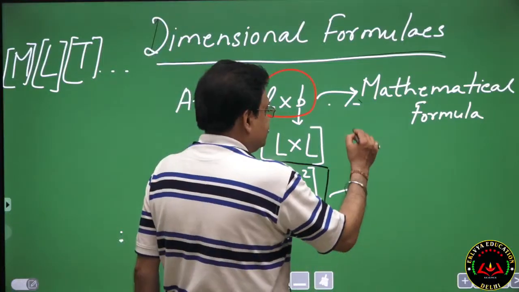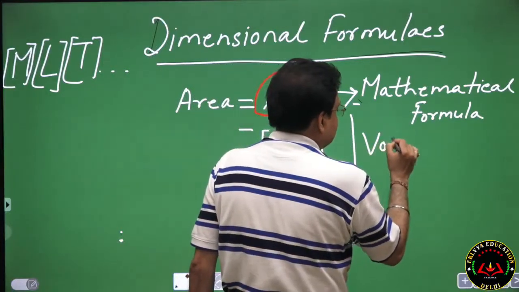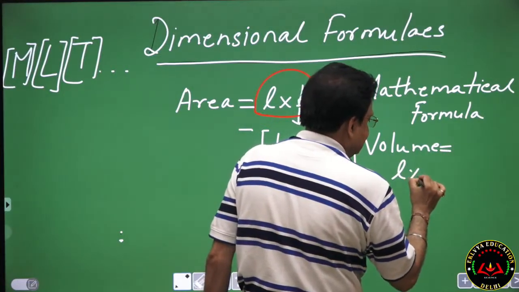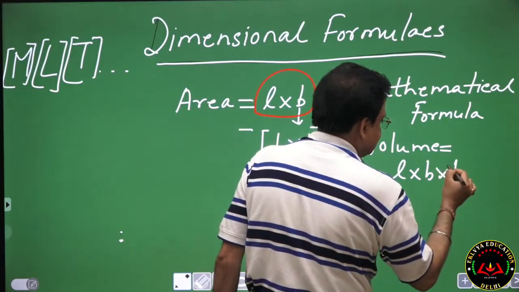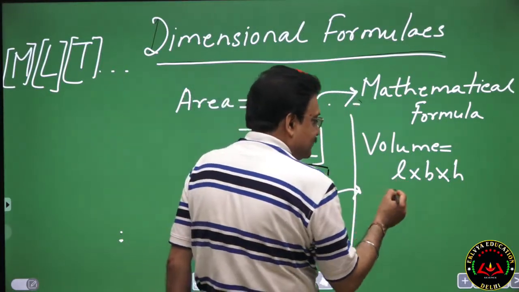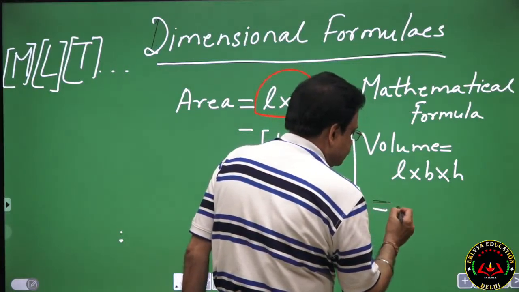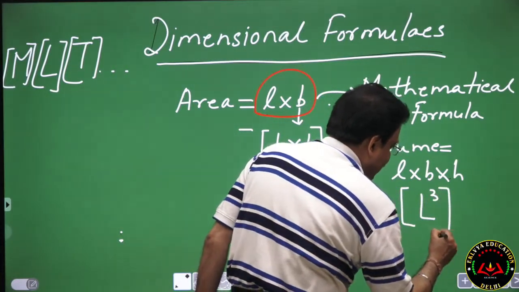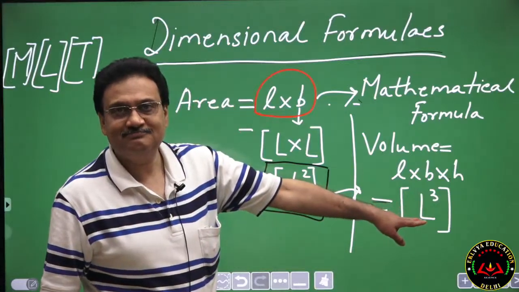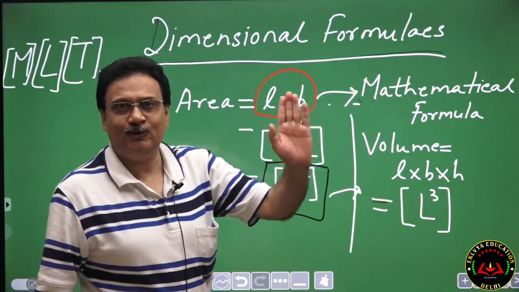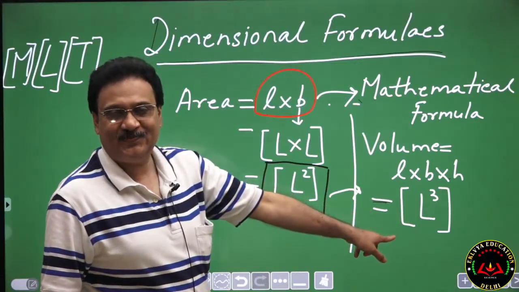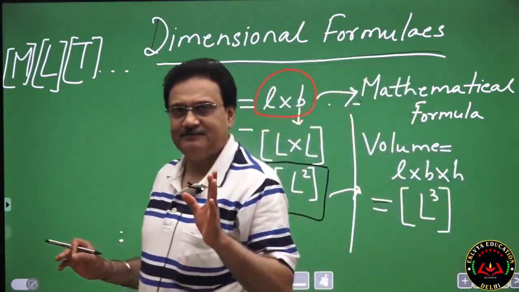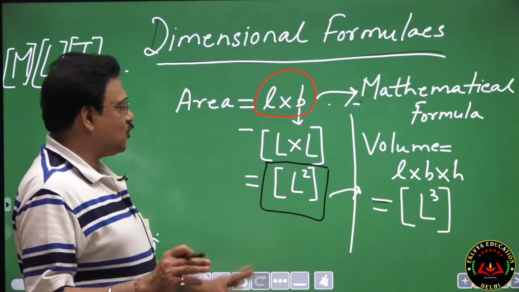We can also do it for volume. Now what will be volume? The formula, again mathematical, is length into breadth into height. This is a mathematical formula again. So the dimensional formula will be L into L into L, that comes out to be L cube. Because breadth is L, length is L, height is L. Clear? In this way, so on and so forth.